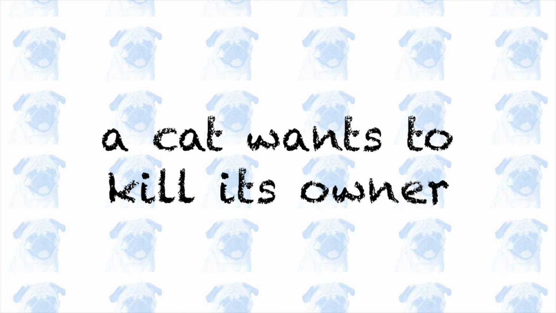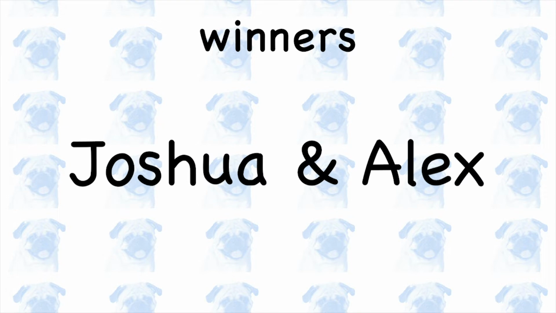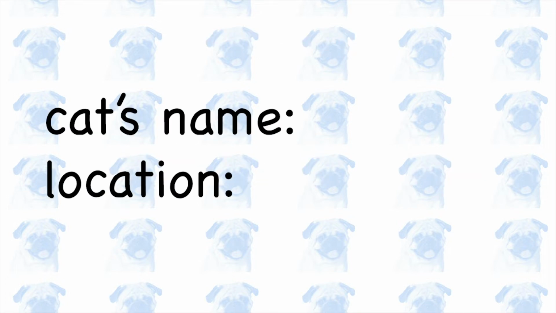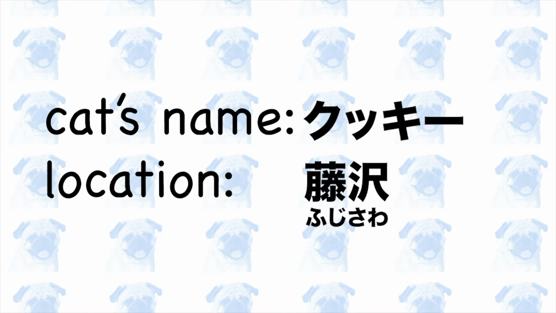Welcome back to the story of a cat plotting to kill its owner. It's been a while since the last video, so this time, I have decided to allow 2 entries to be included. Congratulations to Joshua and Alex, whose submissions will be part of the story, and Joshua's ideas for the name of the cat and the location of the story have been chosen, which means that our cat's name will be Cookie, and the story will take place in Fujisawa in Kanagawa Prefecture.